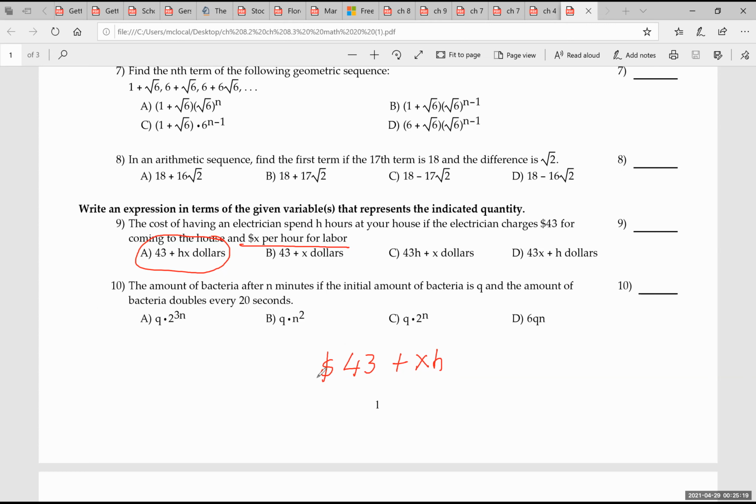So the $43 is for just coming and looking at your work. And then for every hour, he charges X dollars.